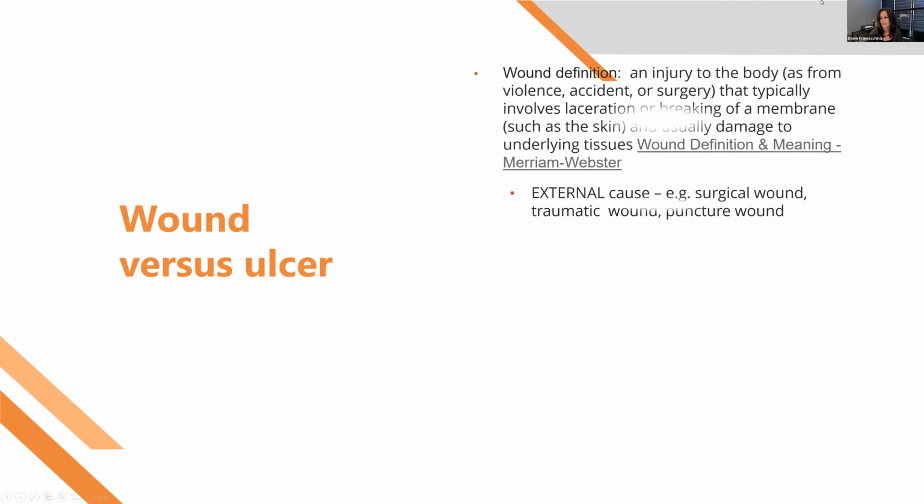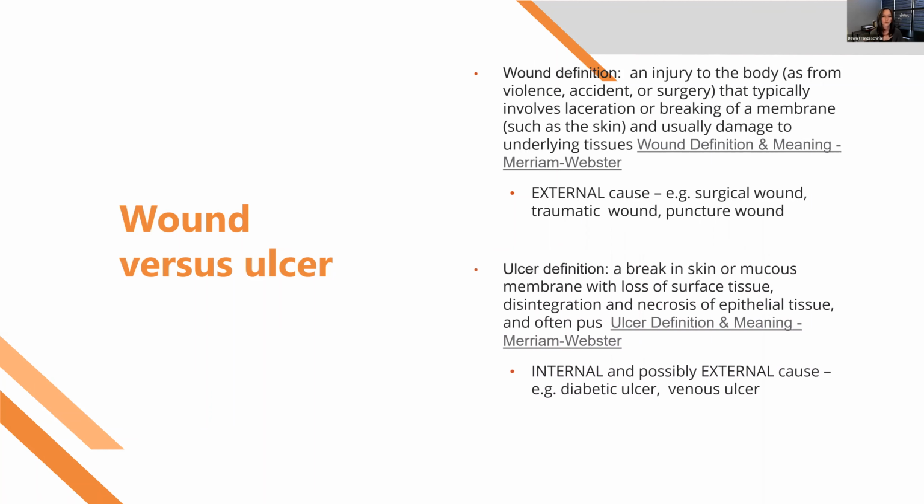A wound is defined as an injury to the body, as from violence, accident, or surgery that typically involves laceration or breaking of a membrane, such as the skin, and usually damage to underlying tissue. So when we talk about a wound, we're really thinking of an external cause that causes that break in the skin. So like a surgical wound where we have a scalpel that's causing a break in the skin, a traumatic wound, a puncture wound, those are things that we would typically call wounds.